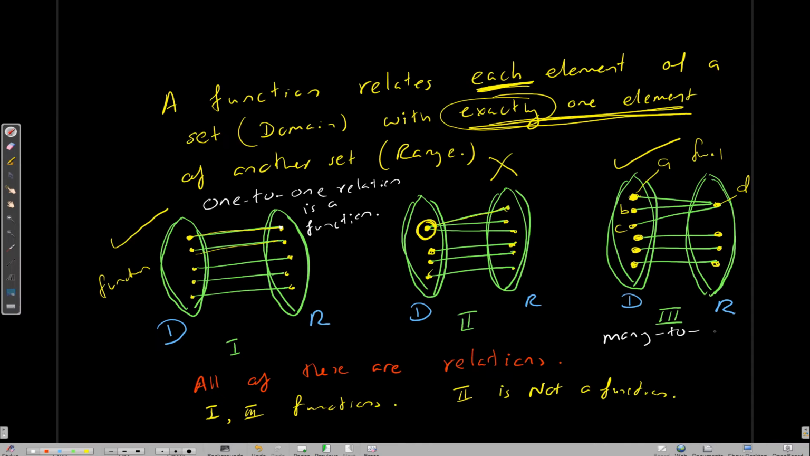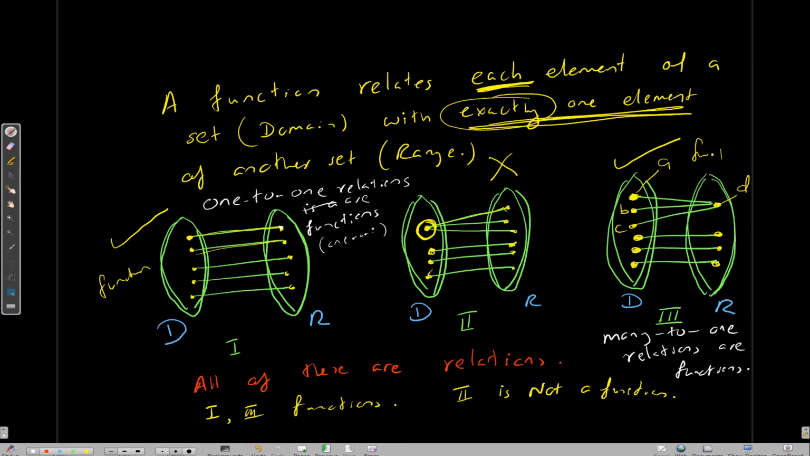Many-to-one can be 2-to-1, 3-to-1, or a combination of 2-to-1, 3-to-1, and any other number. Many-to-one relations are functions. Here also, one-to-one relations are functions. Actually, we also call them one-to-one functions.